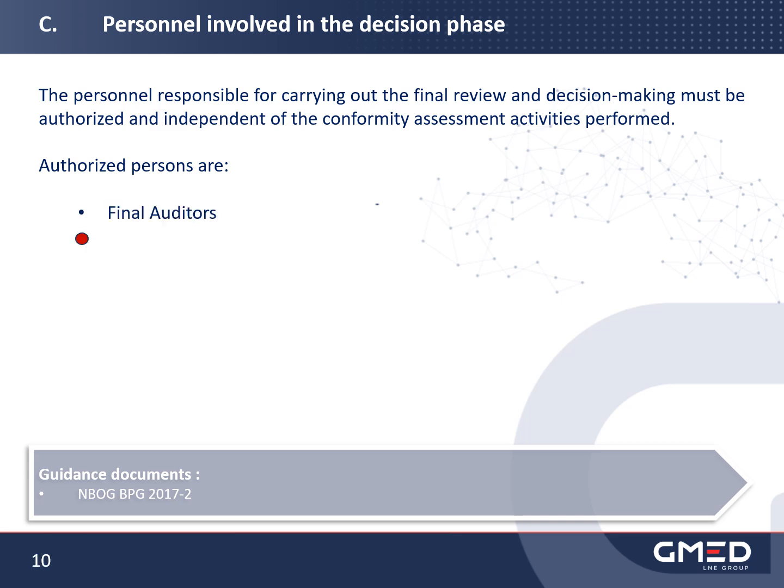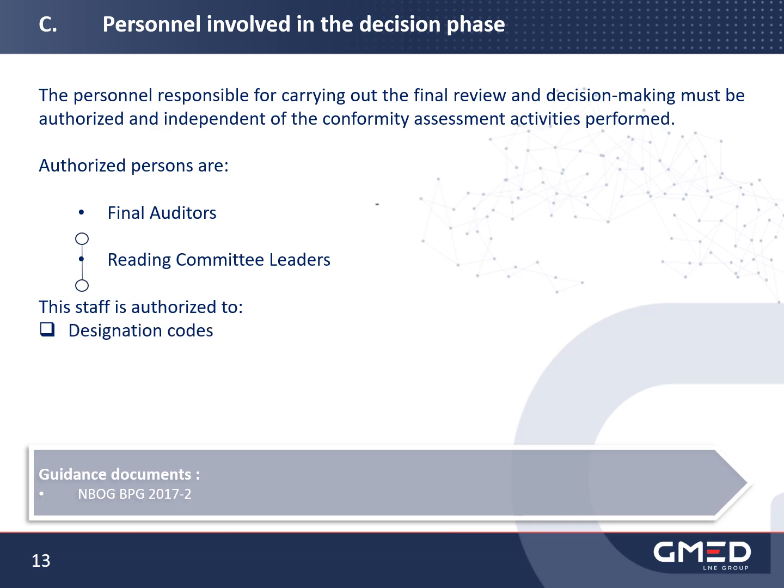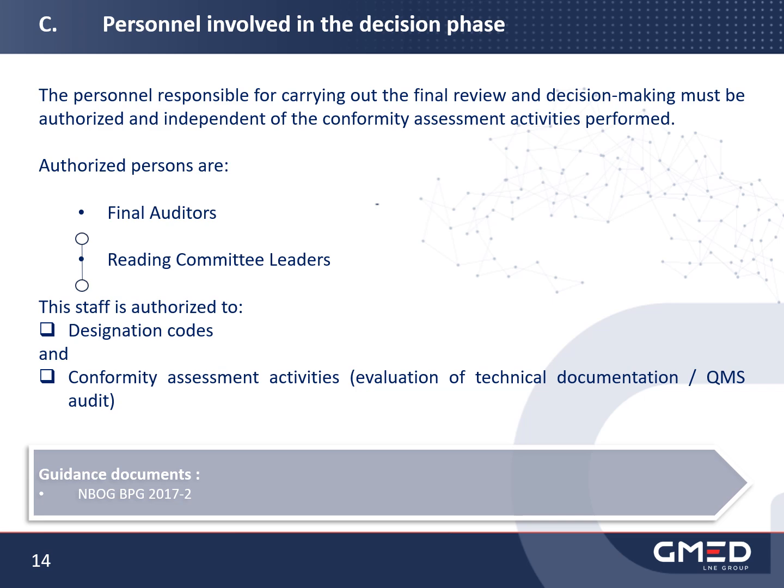final auditors and committee leaders. Each function is authorised to intervene with regards to designation codes, i.e. MDA, MDN, MDS and MDT codes, and conformity assessment activities, including assessment of technical documentation and auditing of the manufacturer's quality management system.